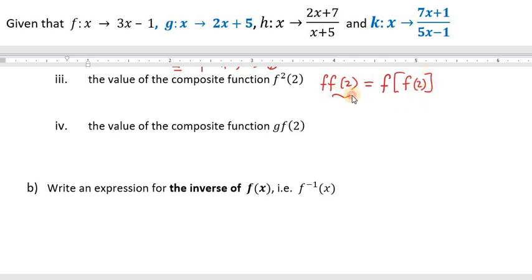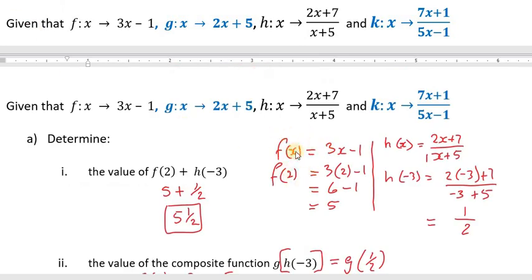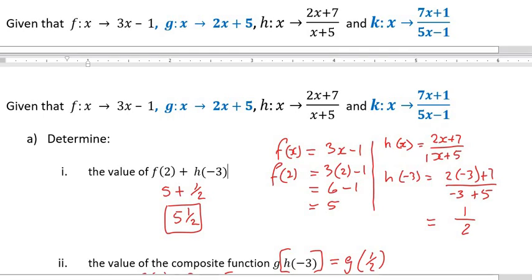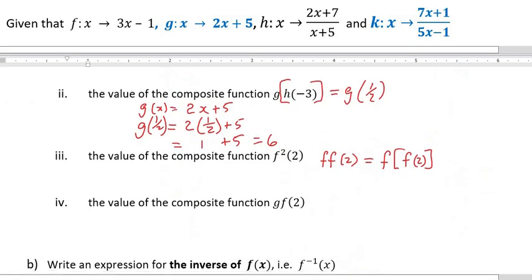So we find f of 2 and we put it in the function f. So let's do that now. Looking at f of 2, we already worked that out since it's based on these functions that we have at the top. What is f of 2? When we put 2 in the function f, we get 6, and then 6 minus 1 gives us 5. We did work out f of 2, and we got 5. So that's exactly what we're going to use.